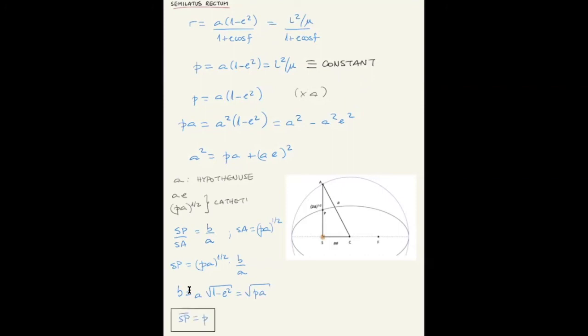So the quantity p is the size of the line segment that is perpendicular to the focus S to the ellipse at P. So this is called the semilatus rectum of the ellipse. This is from Latin, semilatus meaning half side, and rectum meaning perpendicular. Again, the main insight from this is that the semilatus rectum depends only on the angular momentum and is therefore constant.